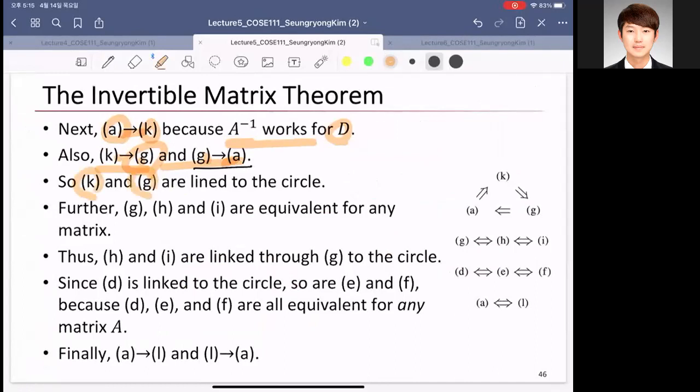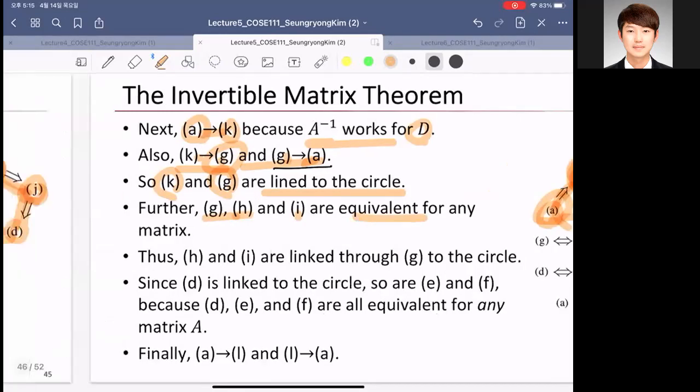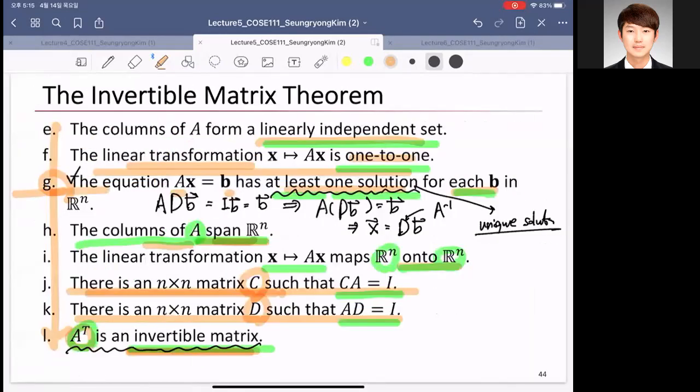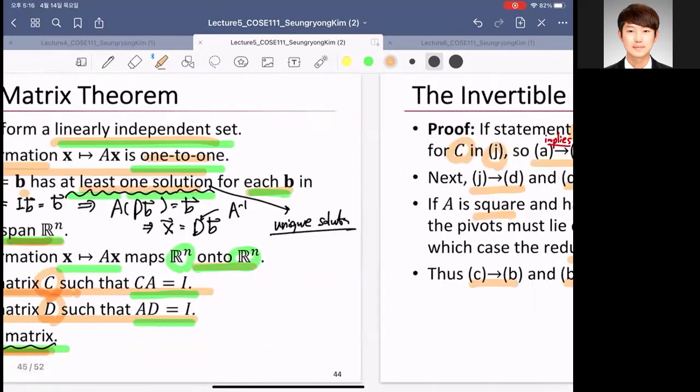So A to K is true, K to G is true, G to A is true. So K and G are linked in the circle, looks like this. Further, G, H, I are equivalent for any matrix. Ax equals b has a solution, the columns of matrix A span R^n, the linear transformation x to Ax maps R^n onto R^n. Right? We already discussed this one in a previous theorem.